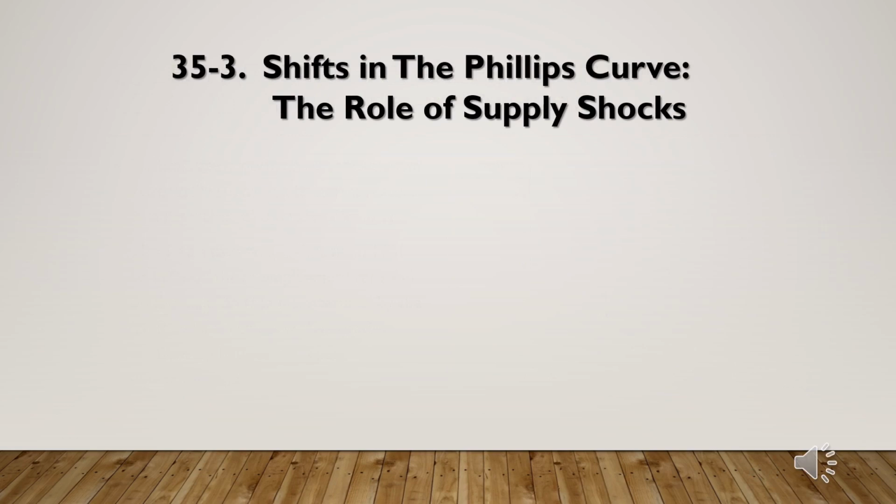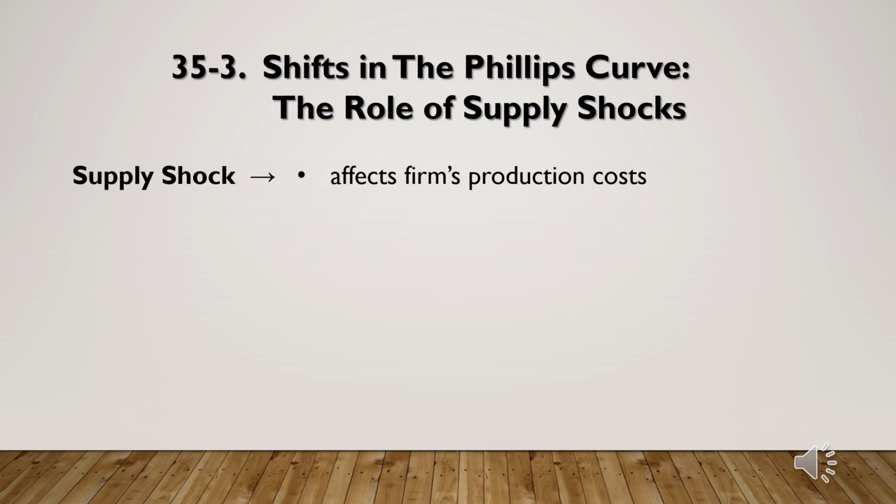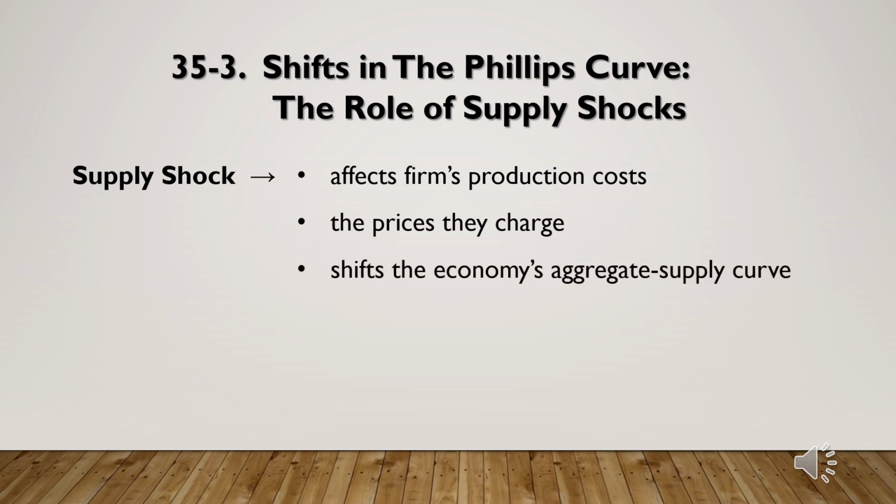A large increase in the world price of oil is an example of a supply shock. A supply shock is an event that directly affects firms' cost of production and thus the prices they charge. It shifts the economy's aggregate supply curve and, as a result, the Phillips curve. For example, when an oil price increase raises the cost of purchasing gasoline, heating oil, tires, and many other products, it reduces the quantity of goods and services supplied at any given price level.